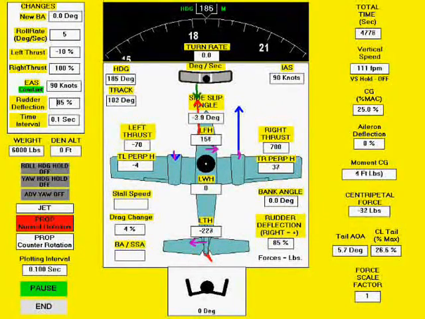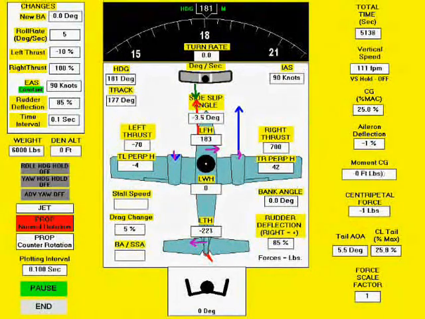Notice that there is enough yaw into the operating engine to provide sufficient fuselage lift to cancel the tail lift and make the centripetal force zero.